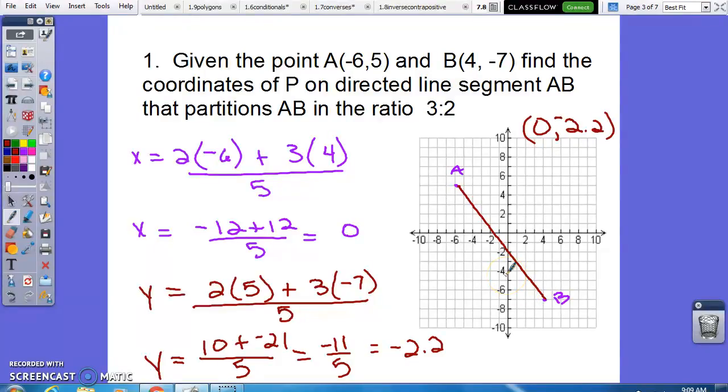So now let's draw that out and see if that does the division about like we thought it would. There's my second point. 0, -2.2 is about right there. Looks to pretty closely have divided into a ratio of 3 to 2. That's not always going to be your ratio, of course. That number will change.